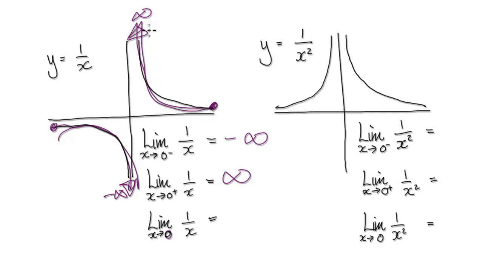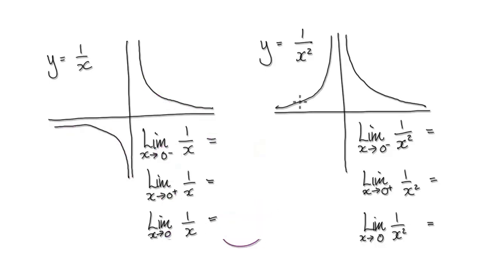Do the two meet? No, they don't meet. So we say the limit is DNE, does not exist. With one side only, we say the limit is negative infinity. From one side only, this is positive infinity. But from both sides, it's DNE.